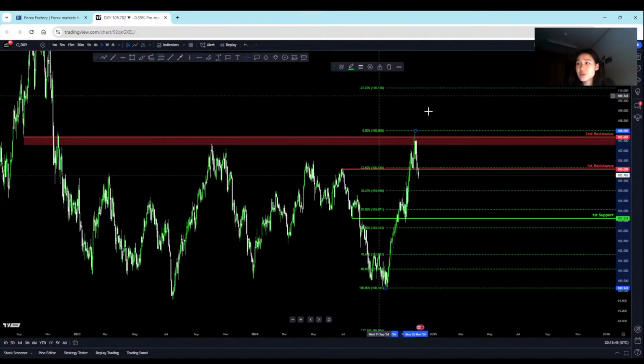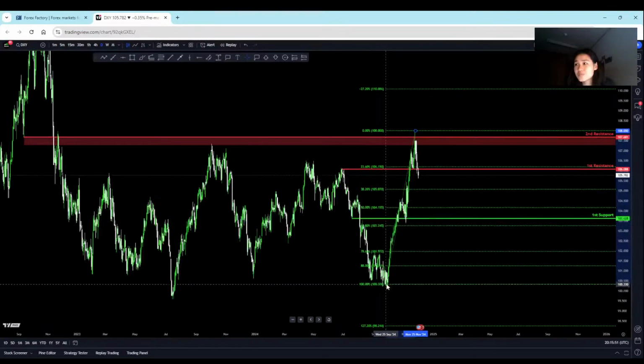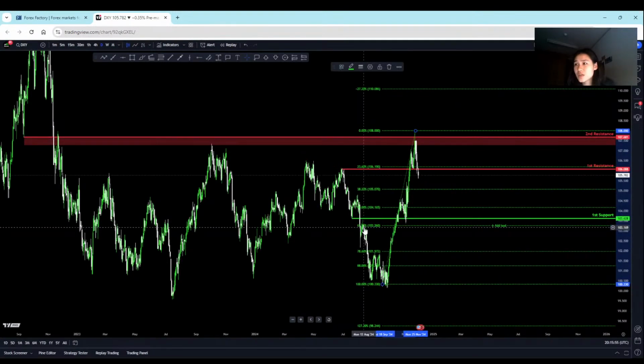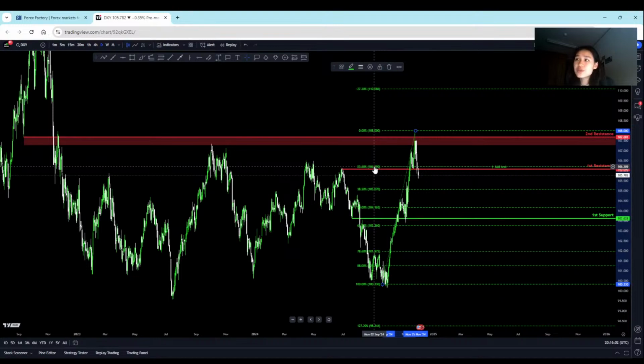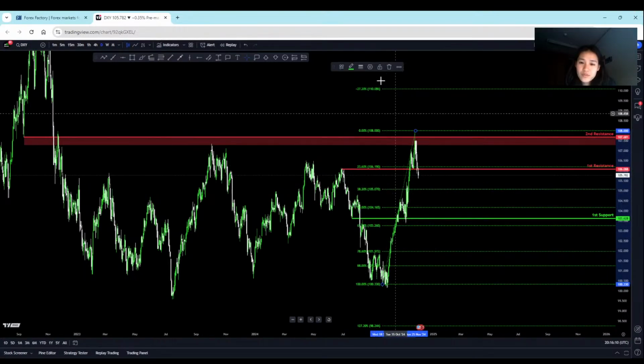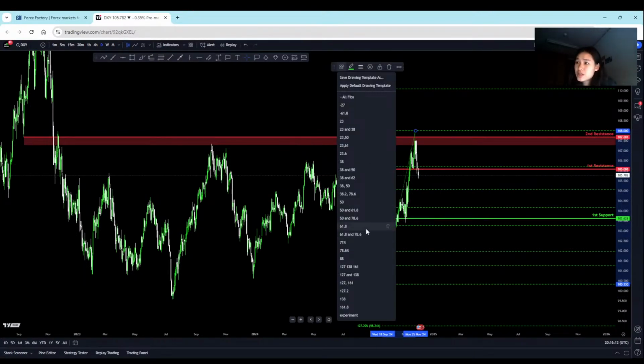So I'm starting off with a retracement. I think 61.8 lines up with our first support. Even though this 23.6 does line up with our first resistance, we can't use it because price has already broken out of it. So I'm just going to keep the 61.